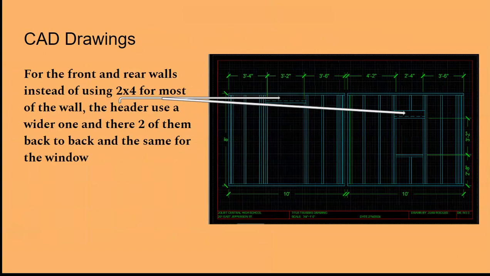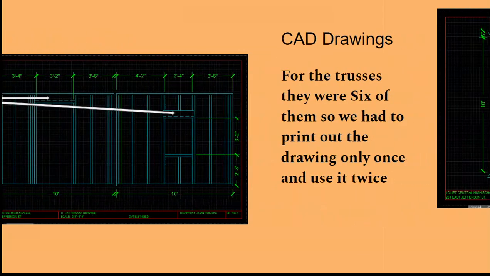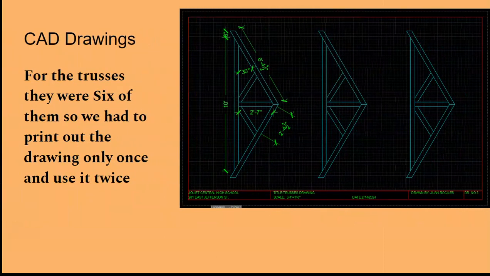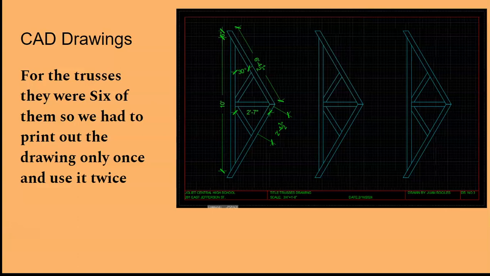For the front and rear walls, instead of using a 2x4 for most of the wall, the headers right here, with these arrows indicating it, we used slightly wider pieces, and there were 2 of them back to back for the window and the door. For the trusses, there were 6 of them, so we had to print out the drawing only once and use it twice so we can save material.